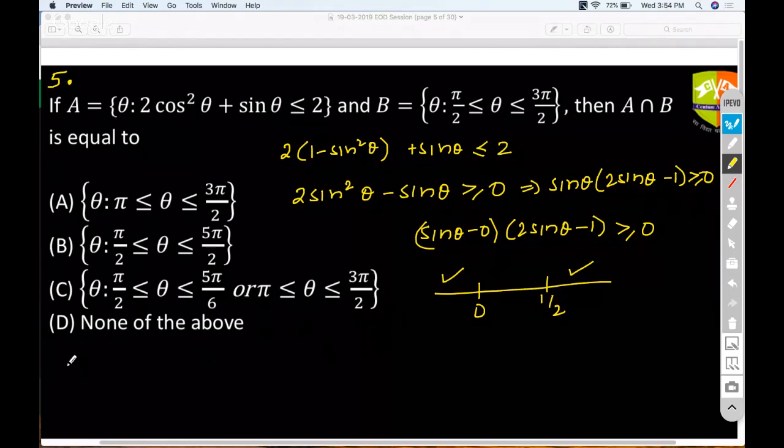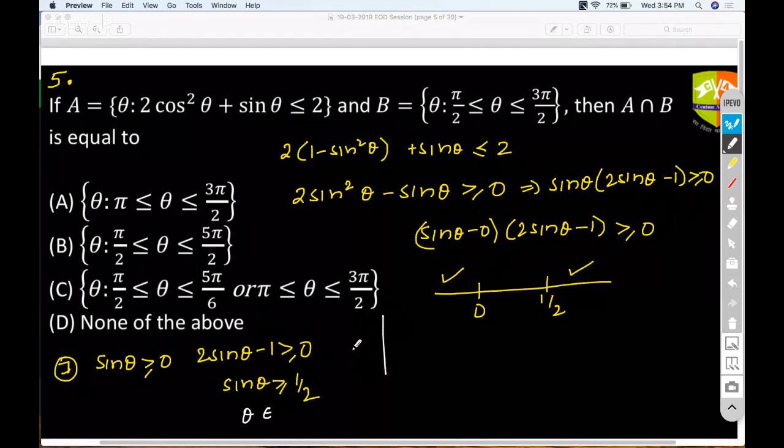Or you can even take cases. For example, you can take a case where sine theta is positive and 2 sine theta minus 1 is also positive. Right? So in this case, your sine theta will be greater than or equal to half, which implies your theta should belong to the interval where sine is greater than or equal to half. If you quickly make the sine curve graph, greater than or equal to half would be covering this zone from pi by 6 to 5 pi by 6. But we are only allowed to start from pi by 2. So for this case, your answer will be from pi by 2 to 5 pi by 6.